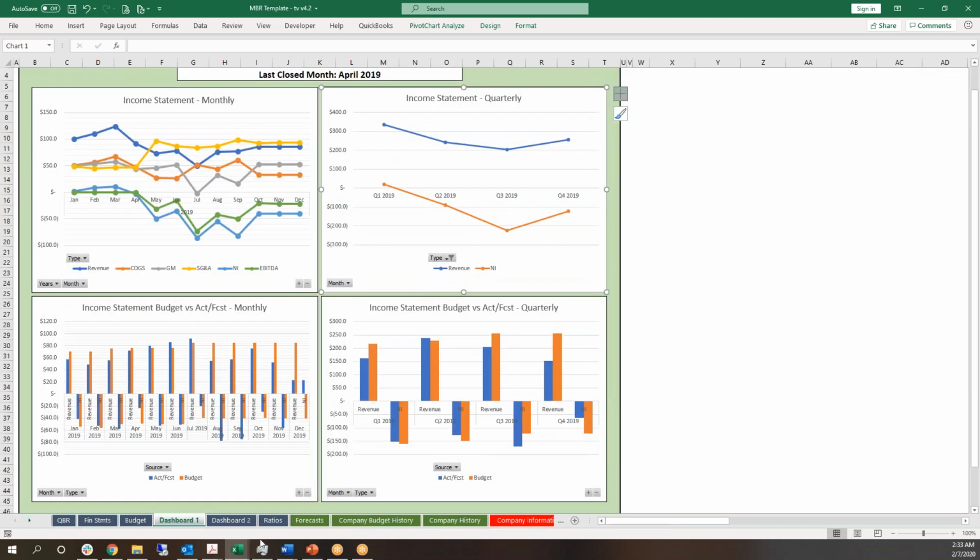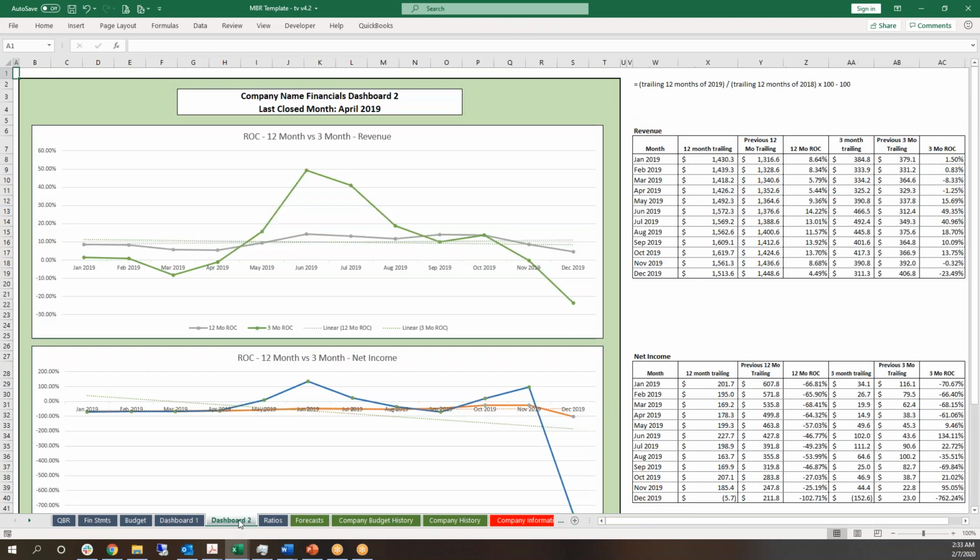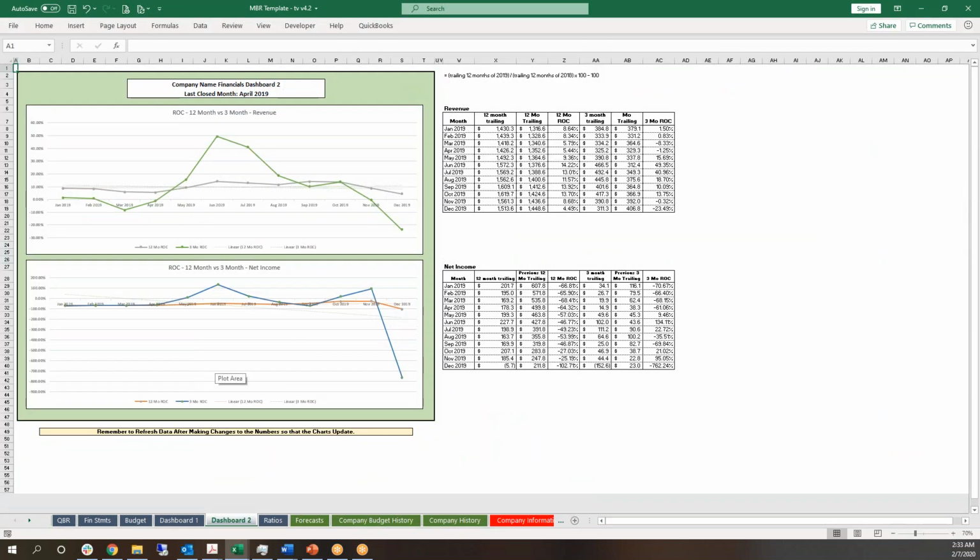On the second dashboard, you will find a graphical representation of the company's 12-month rate of change as compared to the 3-month rate of change for both revenue and net income. The comparison of these two trends has been shown to reasonably predict the year-over-year growth rate and movement of the company.